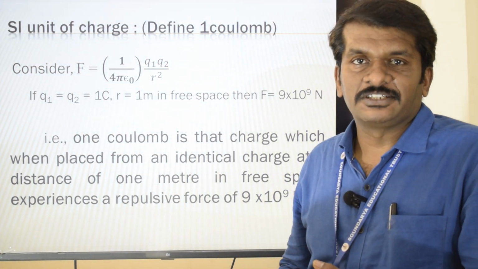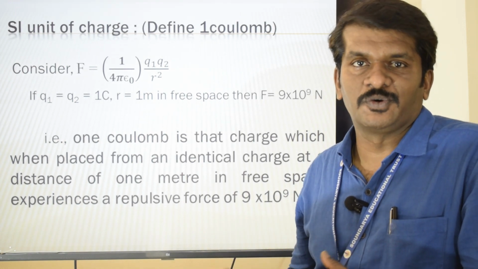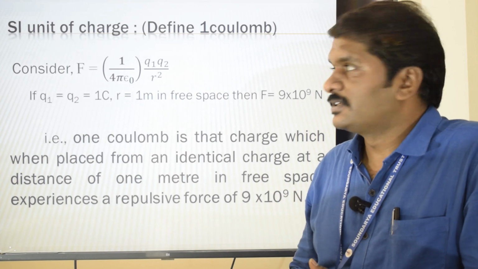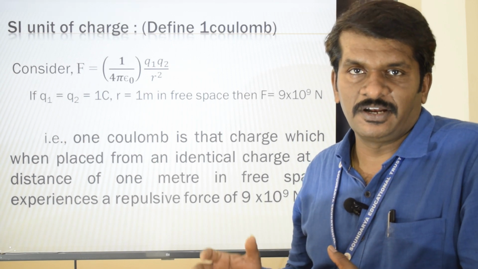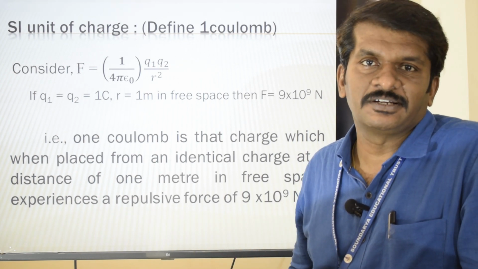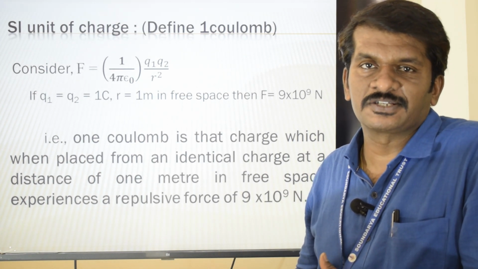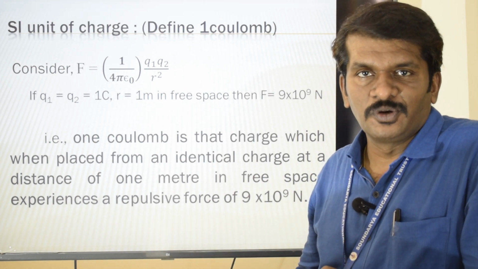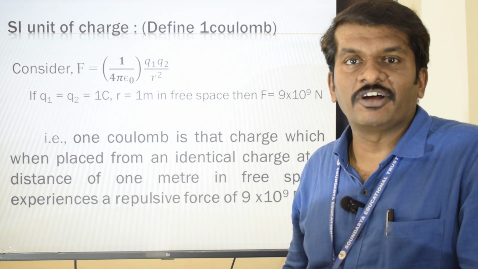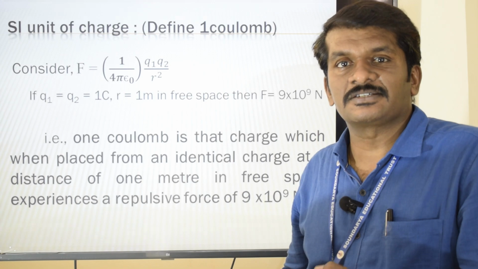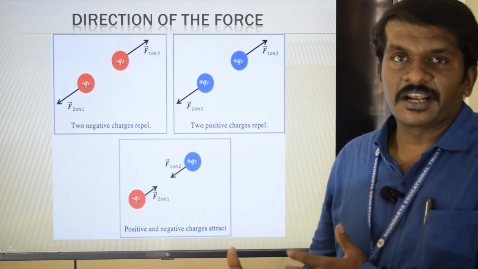Based on that Coulomb's equation, we can define the SI unit of charge, or define 1 Coulomb. From that expression, F is equal to 1 by 4 pi epsilon naught Q1 Q2 by R square. If we take Q1 and Q2 as 1 Coulomb, R equals 1 meter in free space, then the force becomes 9 into 10 to the power of 9 Newton. Hence, we can define like this: 1 Coulomb is that charge which, when placed from an identical charge at a distance of 1 meter in free space, experiences a repulsive force of 9 into 10 to the power of 9 Newton.